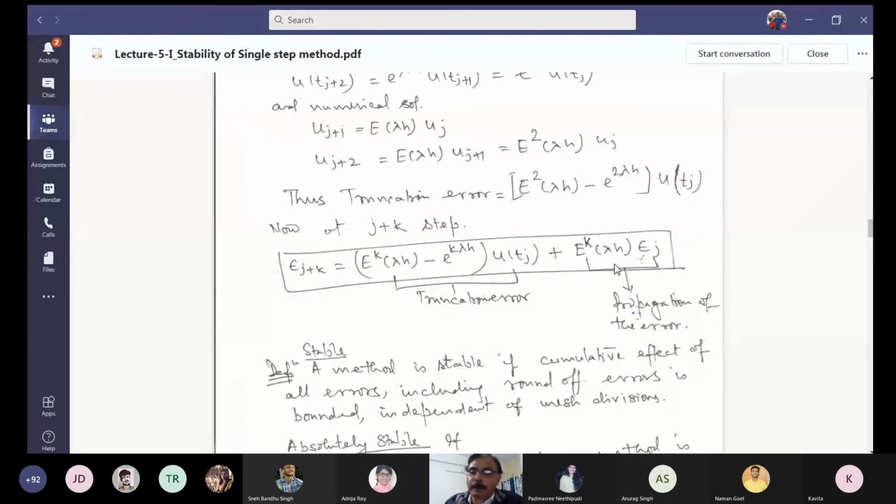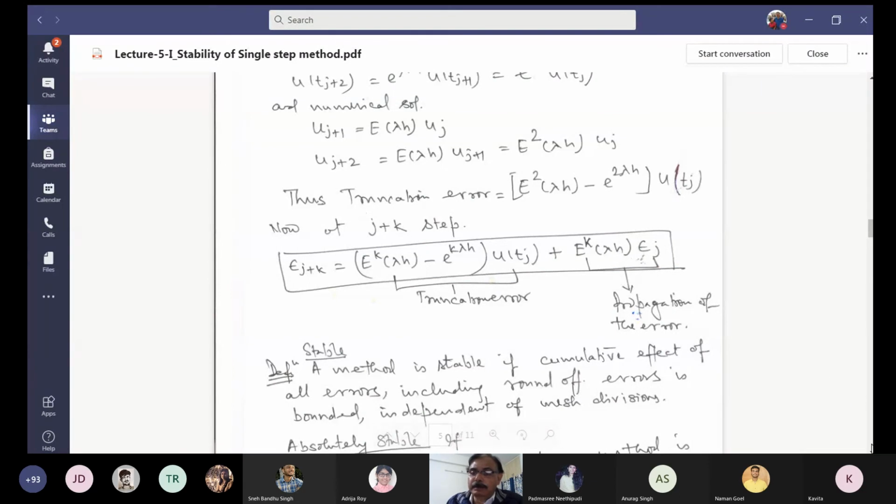Now that is the point. This will be in your control when, with power k there, the magnitude of e lambda h is strictly less than 1. Then your propagation error will be in your control and you can control it. So this method will be stable.